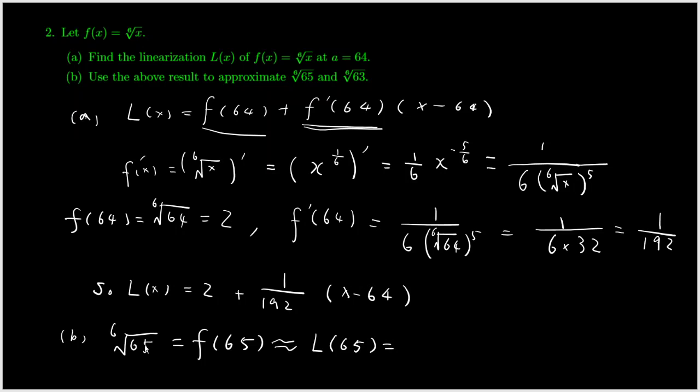So you plug 65 into the linear function. You have 2 plus, I think you have 1 over 192, right? And then times 65 minus 64. This number, again, in the future, I want you to write everything in terms of a fraction. For question 2B, or similar questions, in many cases I want you to write the answer using a fraction so that you can see it can be computed using full function calculator.